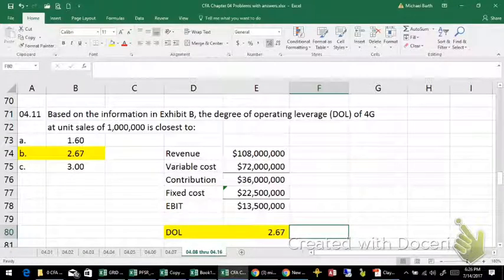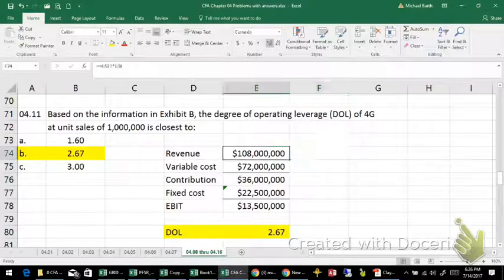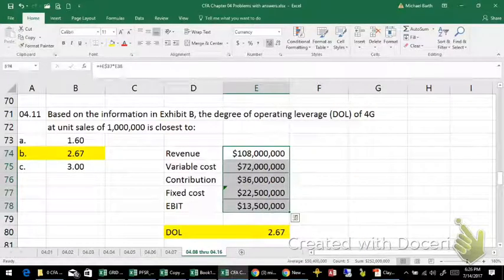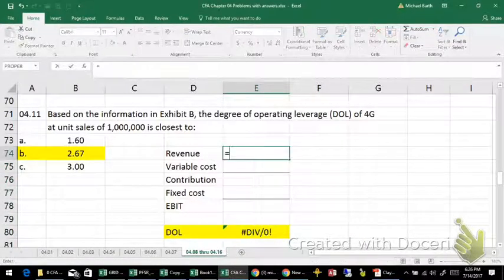4.11. Based on the information in Exhibit B, the degree of operating leverage for 4G at 1 million sales units is closest to. All right, let me erase all of these. To get revenue, I go to Exhibit B.